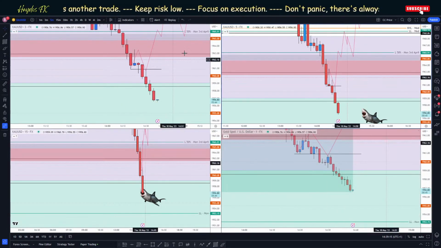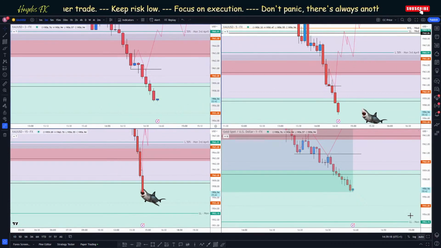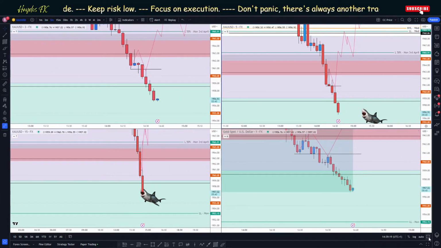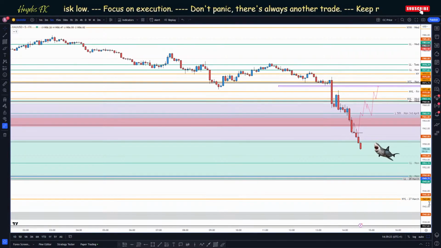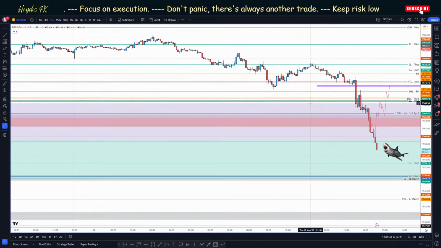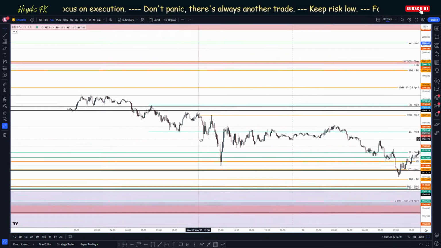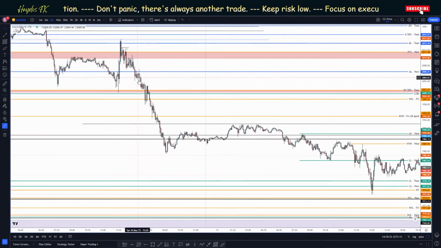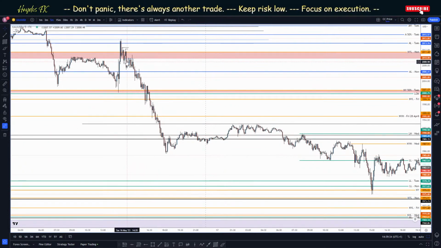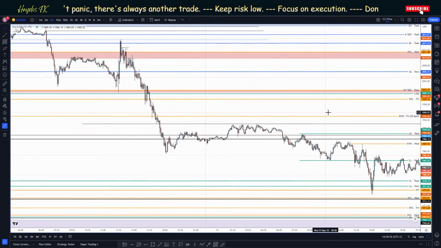Man, it's hard work sitting here when price is just dropping. One-sided volatility sucks to watch. It's good if you're on the right side of it, it just sucks to watch.